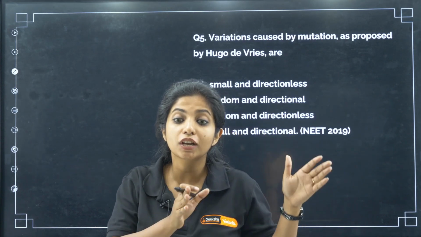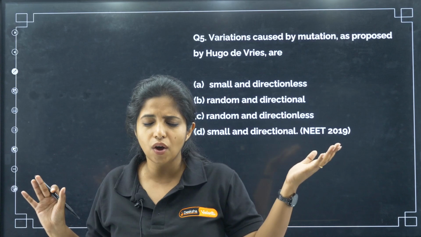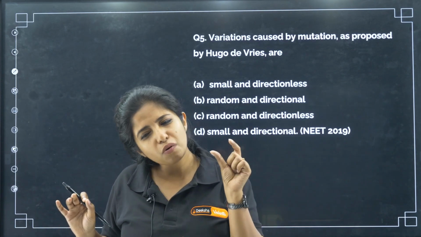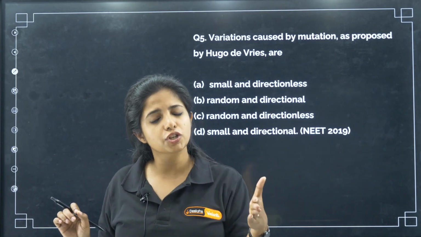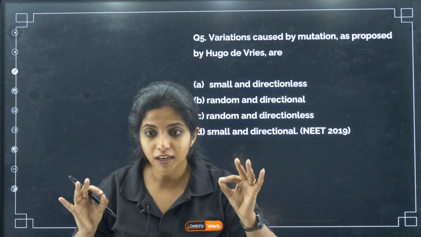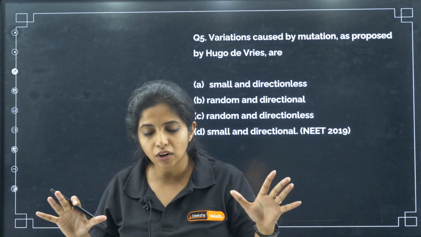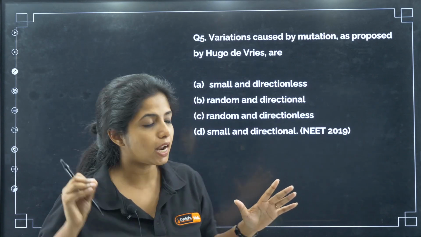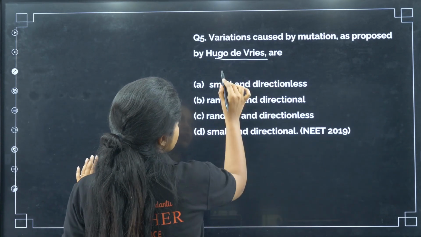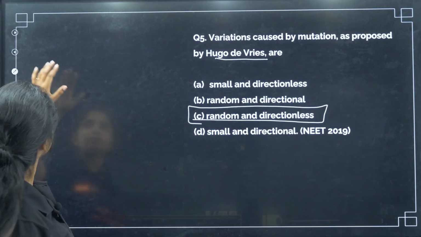Contradictory to it, initially who said something? Darwin was saying that variation is occurring, I don't know how, but these variations are small variations and basically they are directional, they generally favor evolution. But it's not like that. The variations that you see are a result of mutation, and mutations are random and directionless, and that was said by Hugo de Vries. So your answer would become random and directionless.